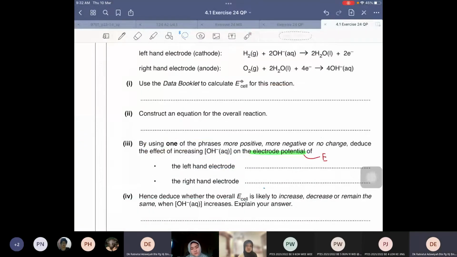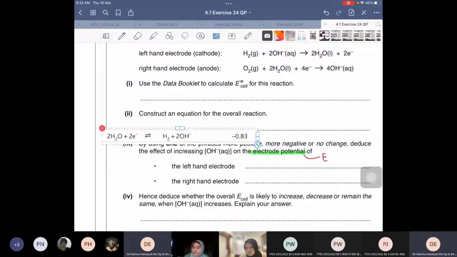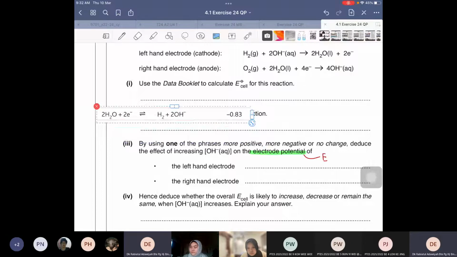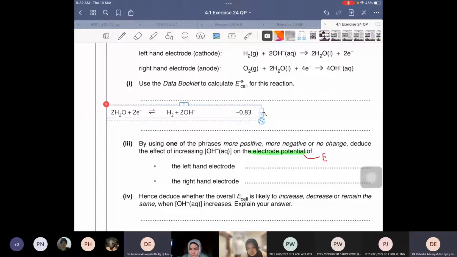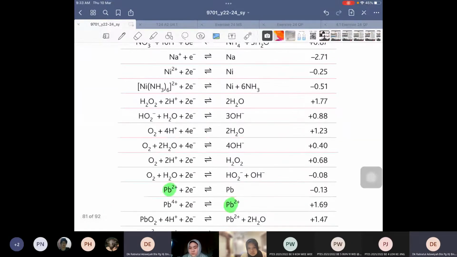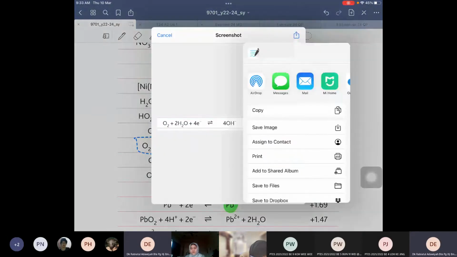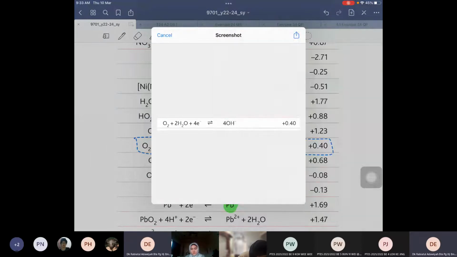As for the right-hand electrode, I'll just put it somewhere here. That's not the answer. Make sure you don't get confused. The other equation would be the oxygen with water, to form 4 hydroxide ions. So you need to choose the correct half equation, because if your half equation is wrong, then everything else will be wrong.